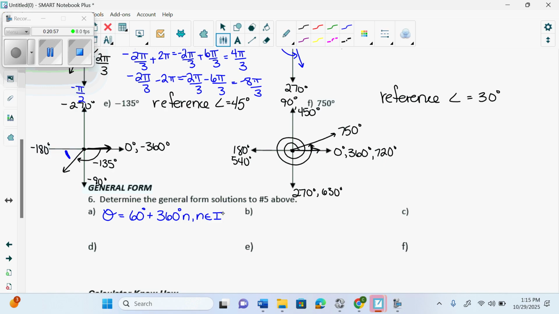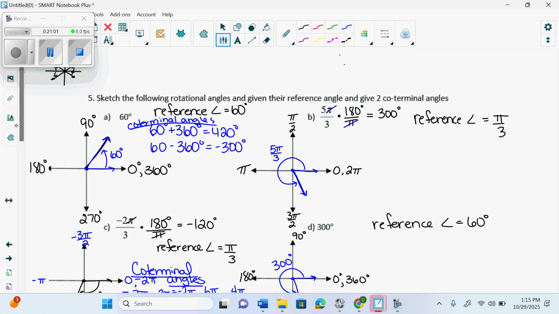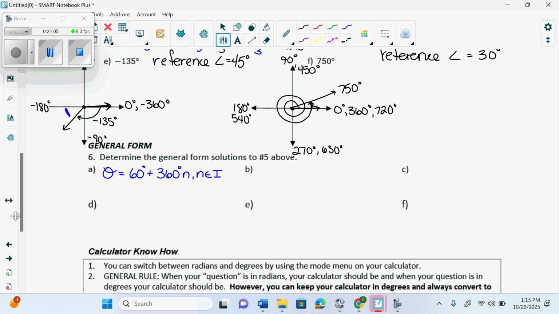Okay? Let's look at B. B is 5 pi over 3, which is 300. So that's between 0 and 360. So I'm going to use 300 degrees because I like it better.